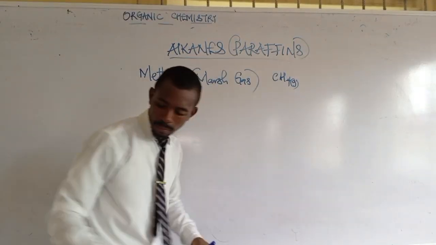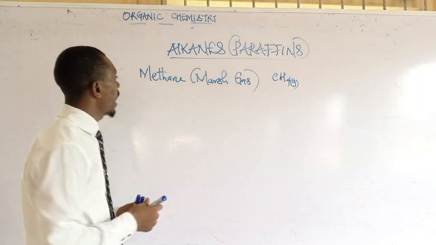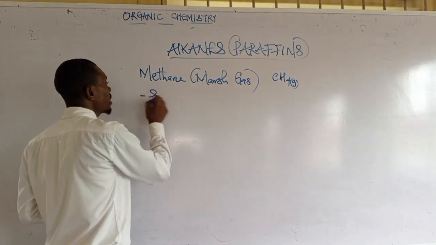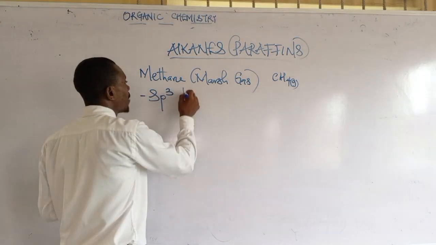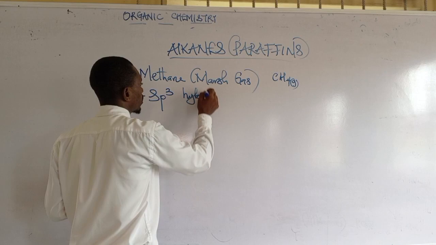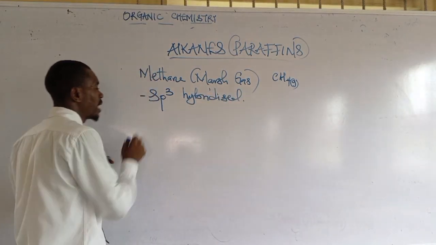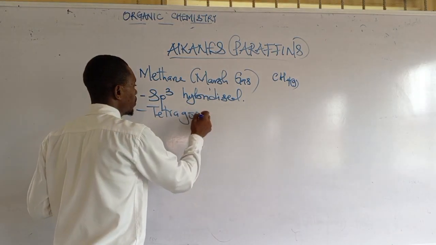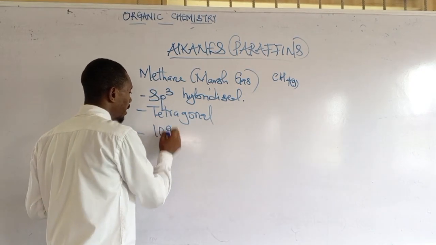So what are some peculiar features about methane gas? It is sp3 hybridized in its structure. Very important. It is tetrahedral in shape, with a bonding angle of 109 degrees.